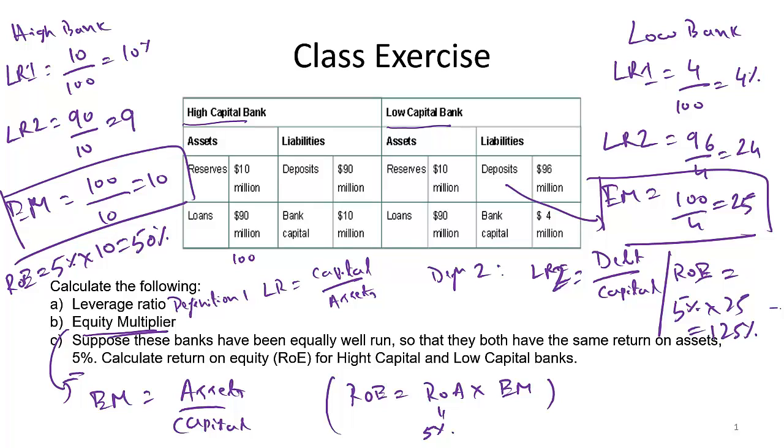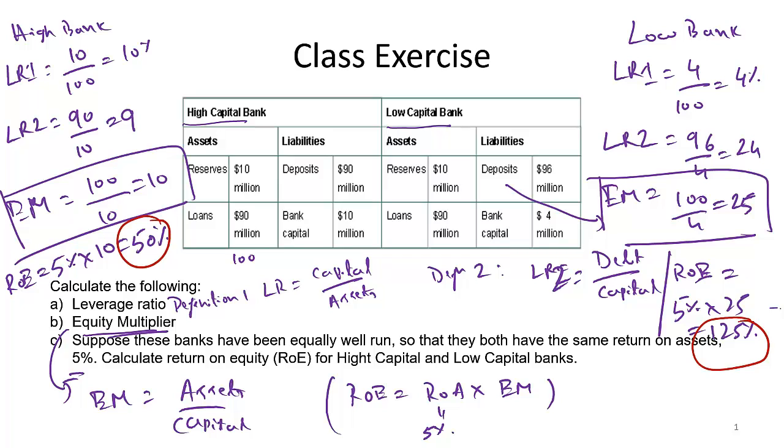Now you can see why equity holders prefer low bank capital: because with low bank capital, they have a return of 125% against 50% in the case of high bank capital. That's why shareholders love to have low bank capital. But what's the downside again? The downside is higher risk. But often banks, especially bank managers or bank CEOs, try to make the bank highly leveraged, because their shareholders love it.